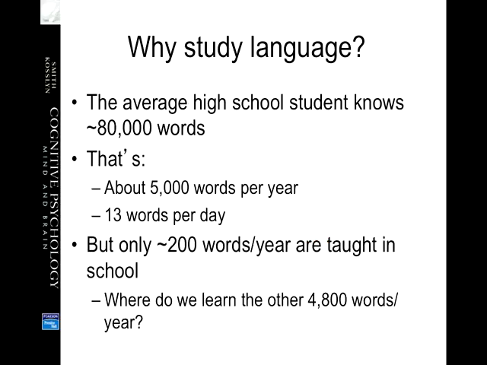So the average high school student knows about 80,000 words. So if you think about that just mathematically, that means 5,000 words per year, or 13 words a day up to high school. But really, you only learn about 200 words a year in school. And these are all averages. And so where are we learning these other 4,800 words? And you have to think that's TV, it's friends, now it's the internet, books. People still read books. So the learning that occurs is not tied to just schooling. So we're learning from all sorts of sources in the environment.